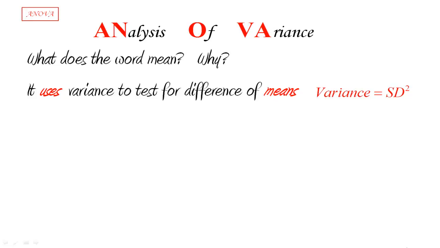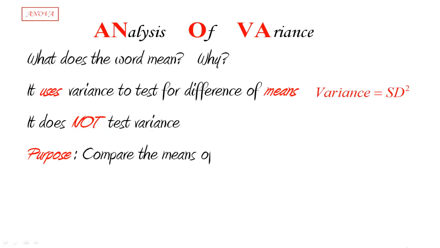So one important thing to realize is that ANOVA, despite its name, does not test variance. It only uses it. It analyzes variance in order to try and make some conclusion about the difference of means, which of course leads me to point out once again and more explicitly that the purpose of ANOVA is to compare the means of three or more groups, and it does that by analyzing the variance.